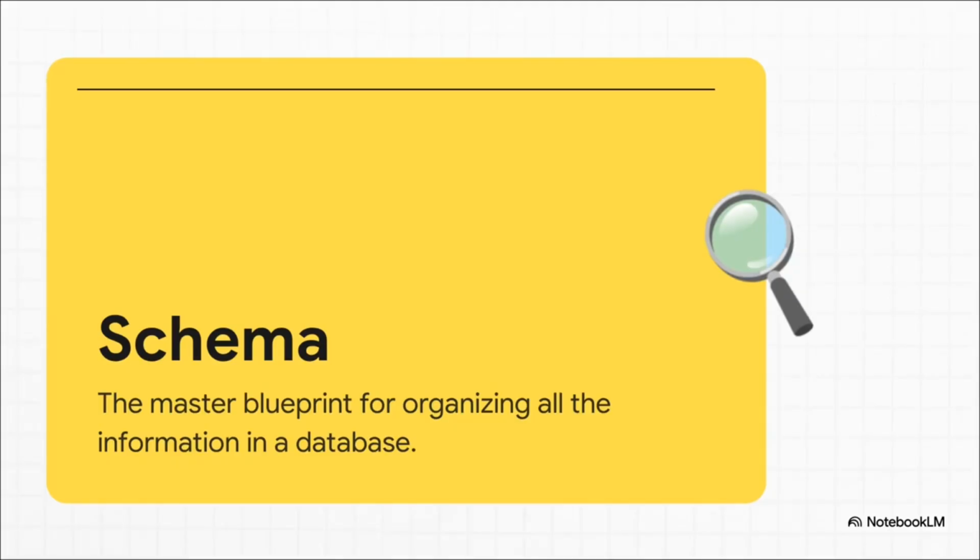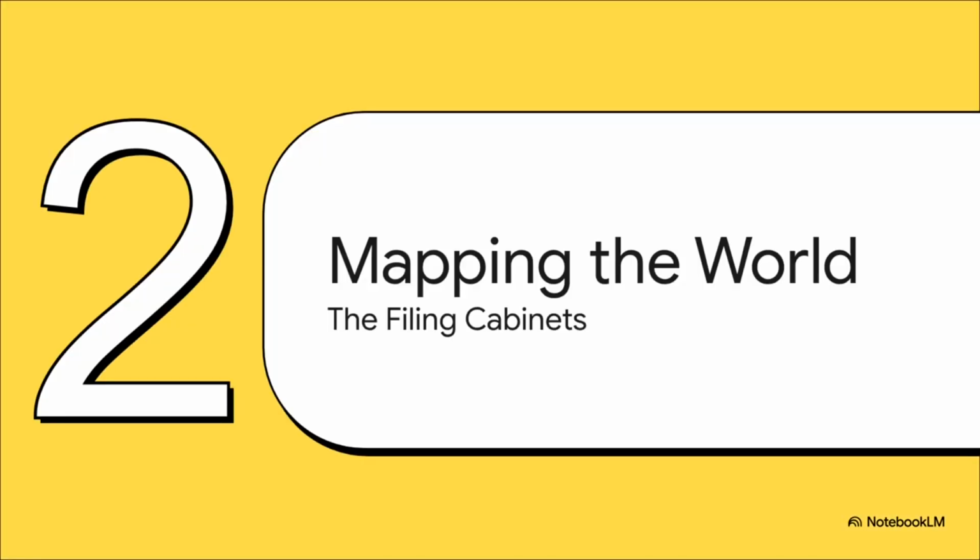And for this company we're looking at, their whole sales operation, and I mean everything from customers to credit cards, it's all organized under just one single master plan, a single blueprint, or what's called a schema. And this one is simply named sales. So what even is a schema? Well, just think of it as that master blueprint. It's the absolute rule book for the entire system. It dictates exactly where every single piece of information is supposed to go, what it's called, and how it connects to everything else.